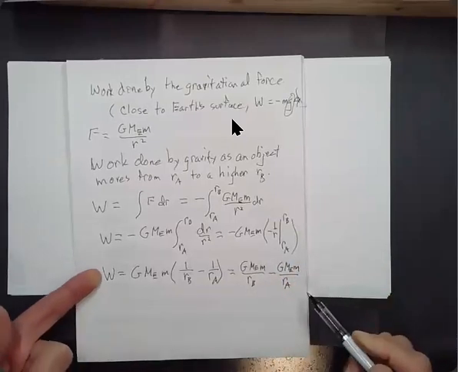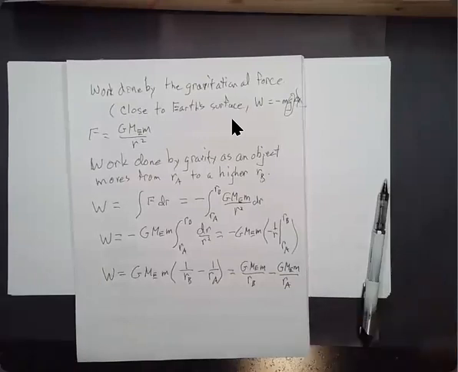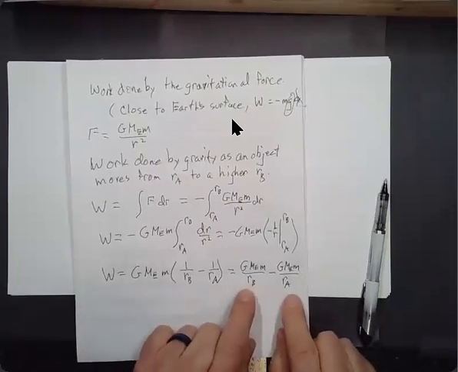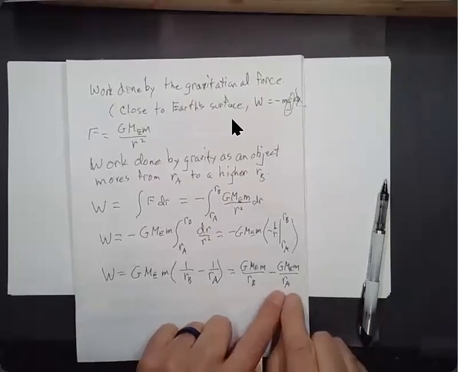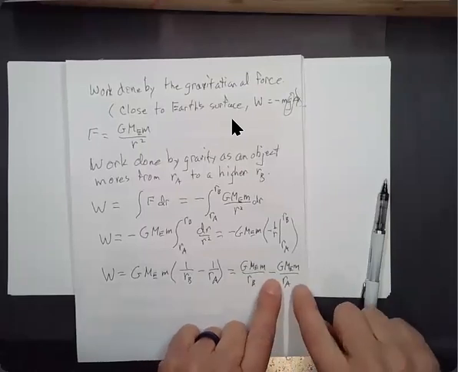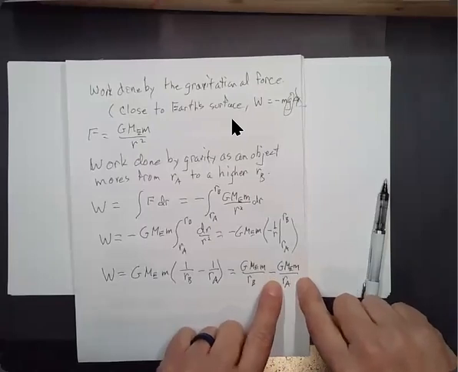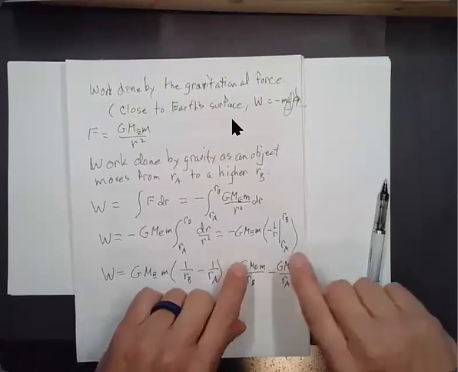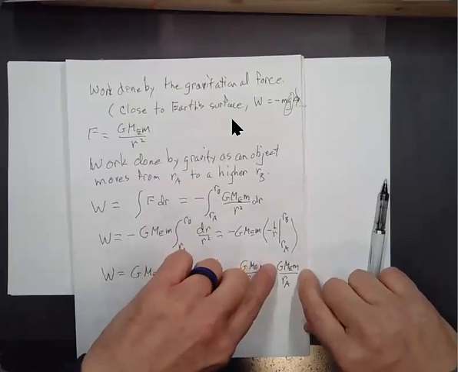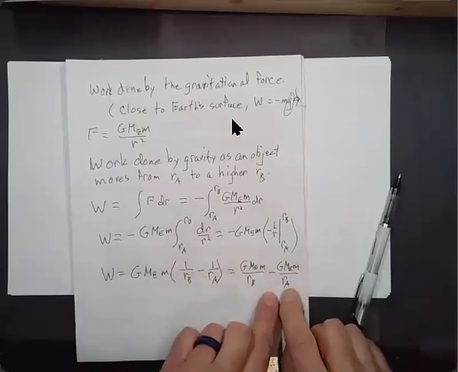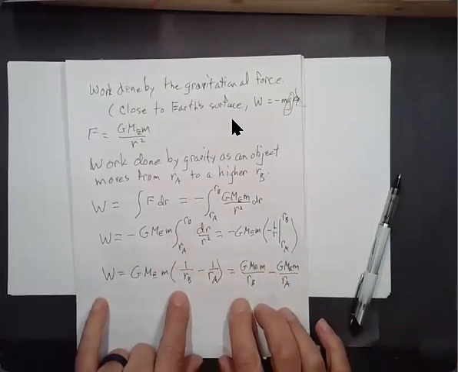And you look at that and you think, well, wait a second. We moved the object up. Gravity's acting down, opposite. Shouldn't we end up with a negative result? Well, think about these. I said that RB was higher than RA. That means for this term, I'll have a smaller number on the denominator than I do on this term, which means this term is larger than that term, and I'm subtracting it away. So this is negative.